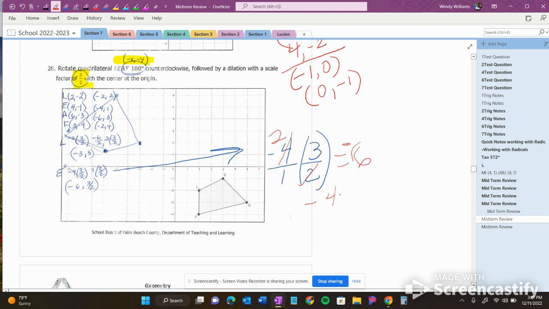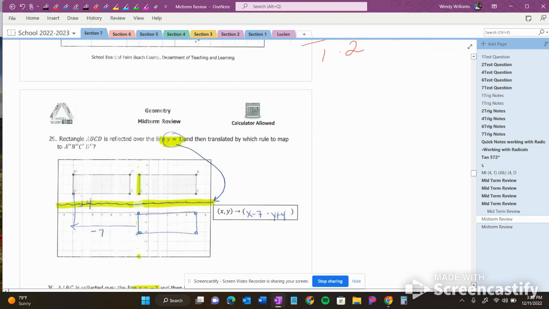Or -4 times 3 over 1 times 2. -12 divided by 2 equals -6. Okay? It's just a multiple, a scale factor. Each point, one point at a time.